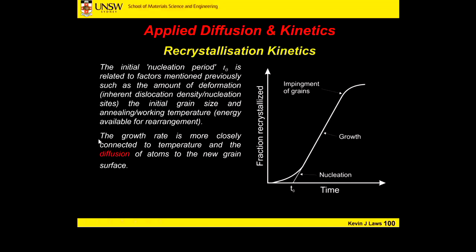And as we've mentioned already, the growth rate is more closely connected to temperature. So again, hitting that critical recrystallization temperature, and diffusion of the atoms to the new grain surface. Remember, diffusion is also interrelated with temperature. Higher the temperature, higher diffusion rate. You have a critical temperature where diffusion just doesn't occur. There's an activation energy for diffusion, which you would have covered with Rakesh, yeah?